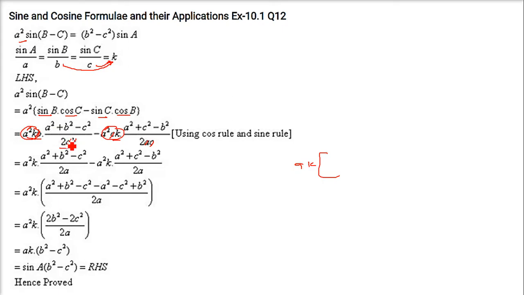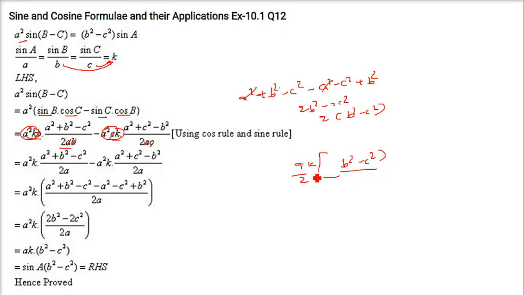Now what is inside? And 2 also. So a square plus b square minus c square. So again, as in the previous question, a square plus b square minus c square, and again minus is there, so we change the sign: minus a square minus c square plus b square. So what do you get? A square cancels, and you get 2b square minus 2c square. Take 2 common, b square minus c square. And 2 is here, so 2 gets cancelled. You get ak into (b square minus c square). But what is ak? A into k is nothing but sin a. So put a sin a here. This is what we needed to prove.